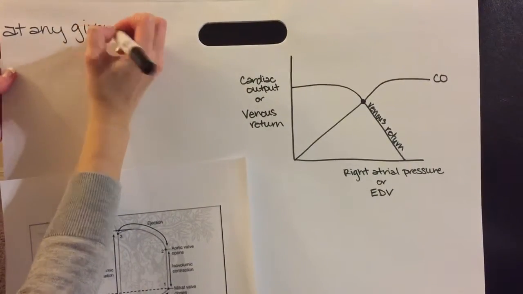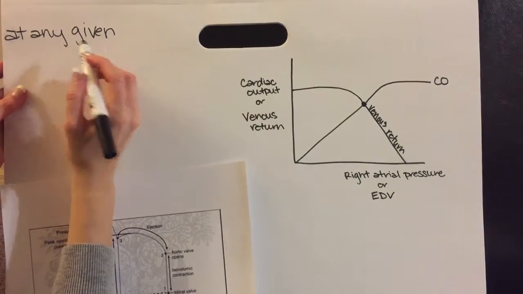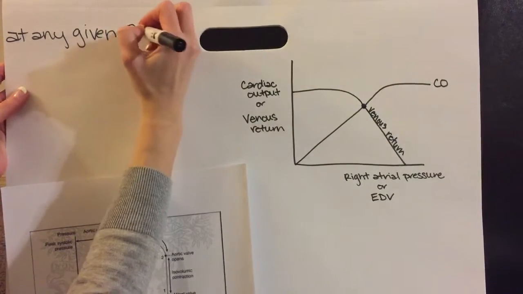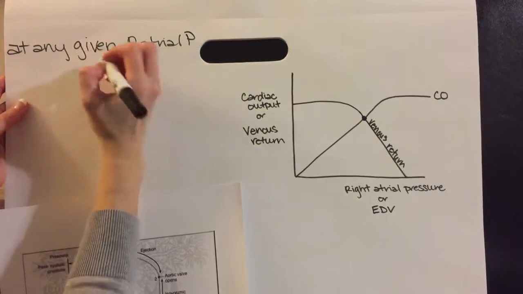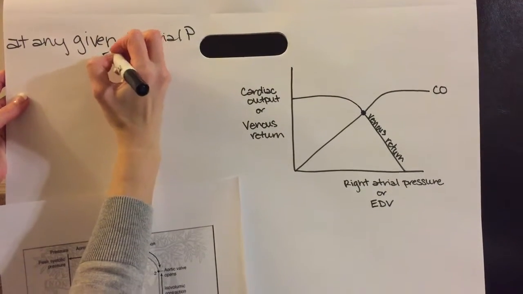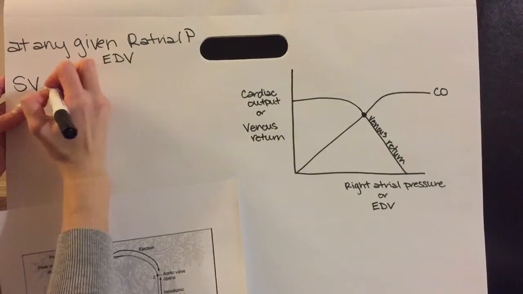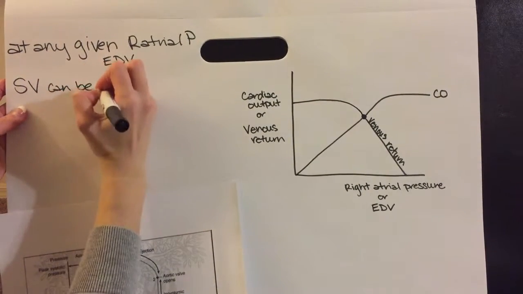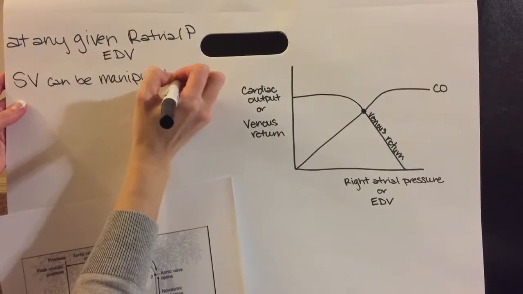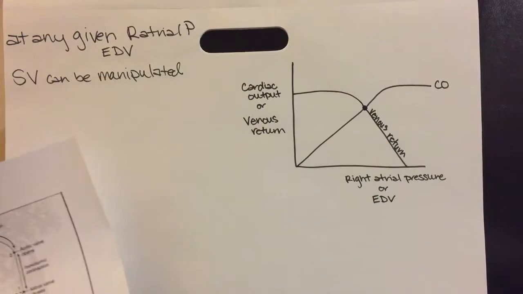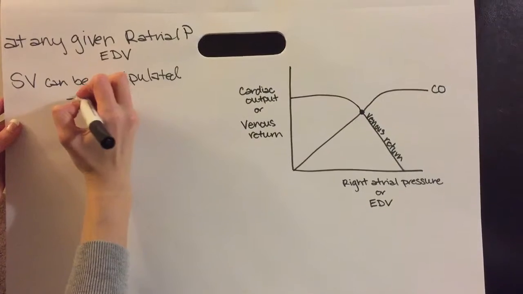So just to review, because this is very important and can be very confusing, at any given right atrial pressure, which is also our end diastolic volume, stroke volume can be manipulated, which is our intrinsic cardiac control.